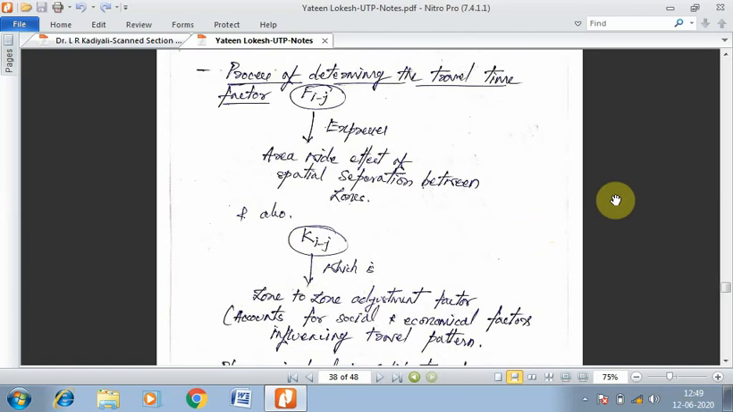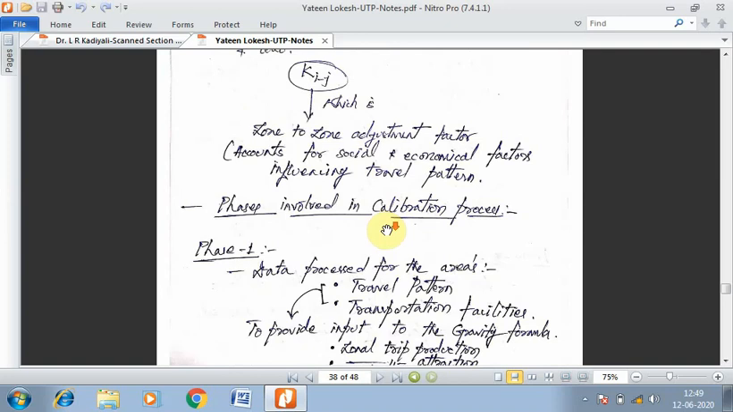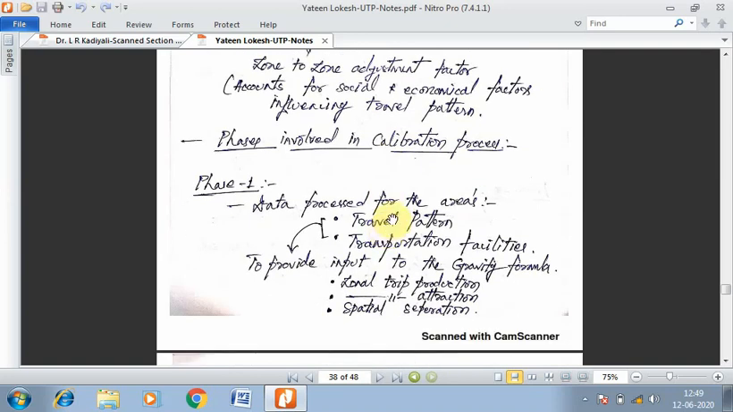This is what you need to keep in your mind, that we are concentrating on the spatial separation factor, that is Fij, and the zone to zone adjustment factor. So the various phases which are included in the calibration process are divided into 5 different phases.